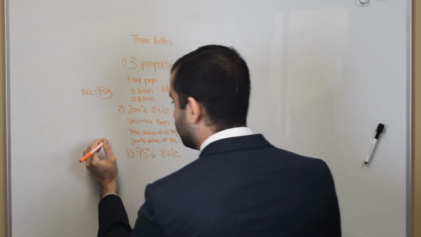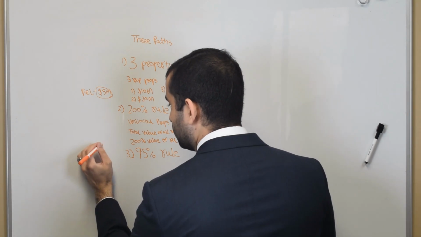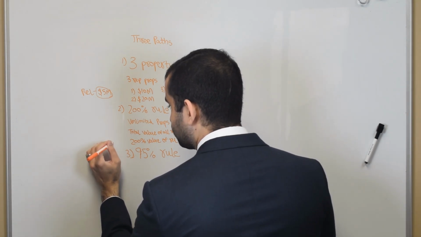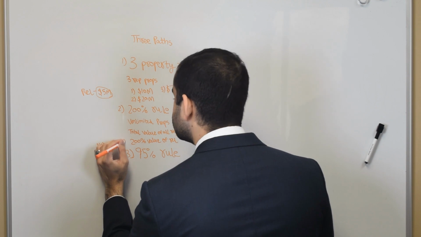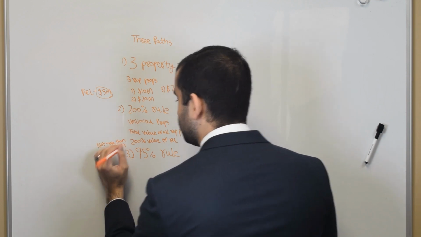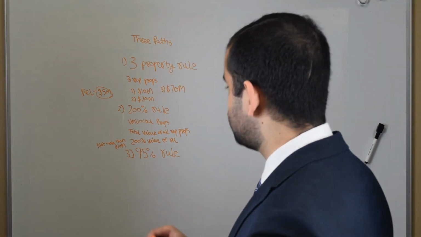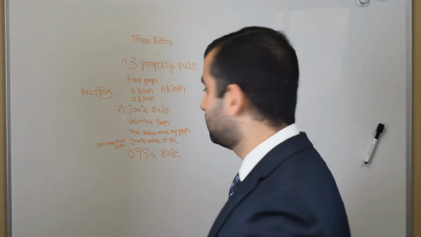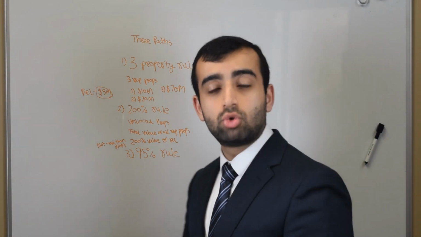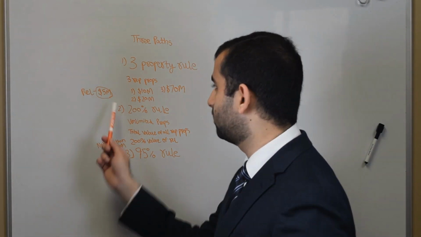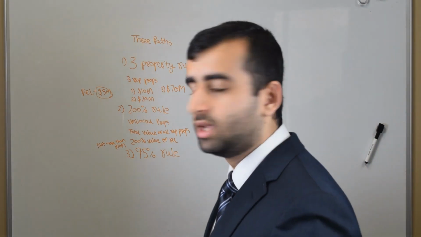In this case, not more than 10 million. So it cannot be more than $10 million. You can identify up to however many you want, but not more than twice or 200% of the value of your relinquished property that you sold. And there you have it.